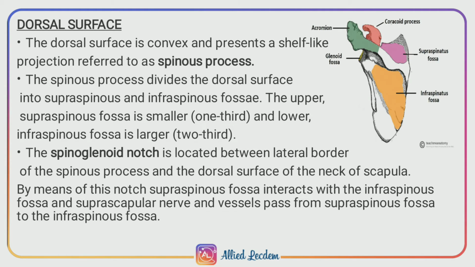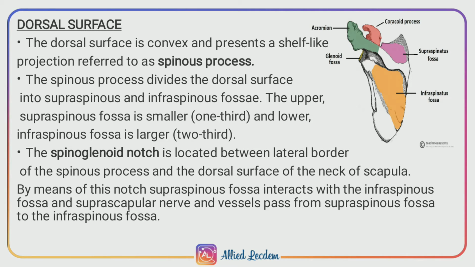The next is the dorsal surface. The dorsal surface gives attachment to the spine of the scapula, which divides the surface into a smaller supraspinous fossa and a larger infraspinous fossa. The two fossae are connected by a spinoglenoid notch situated lateral to the root of the spine. So there are two surfaces, namely the costal and the dorsal.